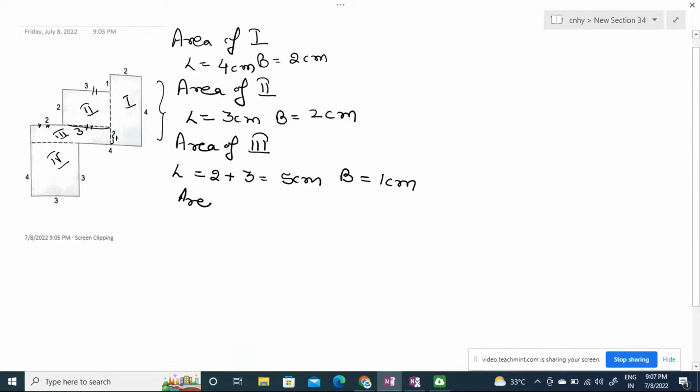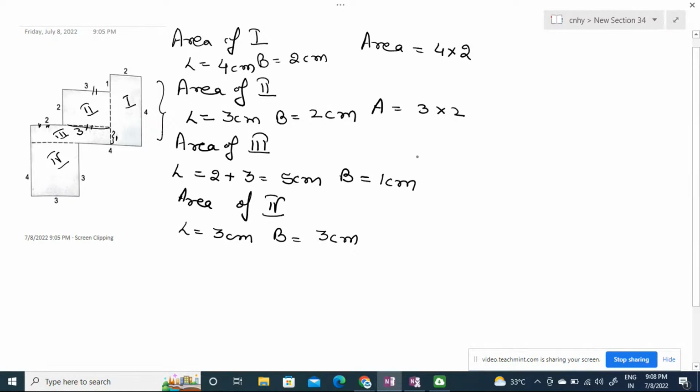Area of fourth figure. This one has its own story. This is simply 3 into 3. Length is 3 centimeters and breadth is 3 centimeters. This method is easy, that firstly you find the dimensions of each block, because otherwise you will be stuck there for years. So that's 8 centimeter squared, 6 centimeter squared, 5 centimeter squared, and 9 centimeter squared.